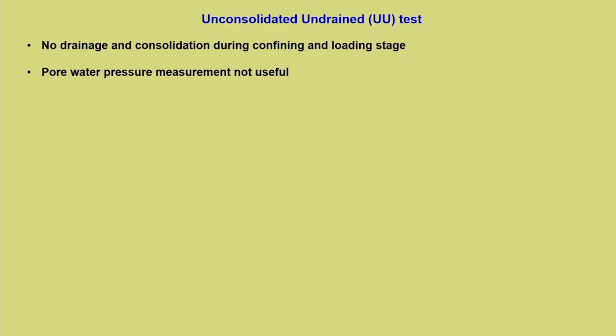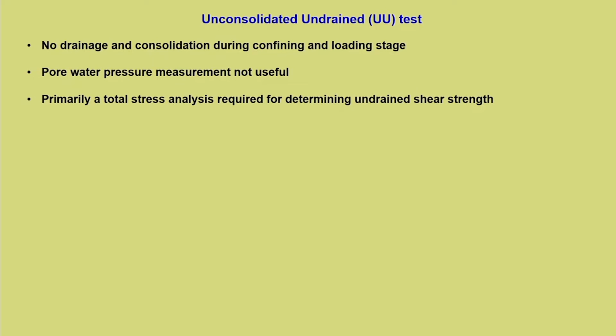So, let us see the features of unconsolidated undrained test. We are not going to discuss any results in this lecture. We will understand clearly what are the possibilities of these tests. No drainage and consolidation during confining and loading stage, we have seen this. Now, pore water pressure measurement is not useful. This is an undrained test. What else is going to happen other than pore water pressure? But still, one can always measure the pore water pressure in UU test, but that is not going to be useful. Why? We will see this when we discuss about the results of UU test.